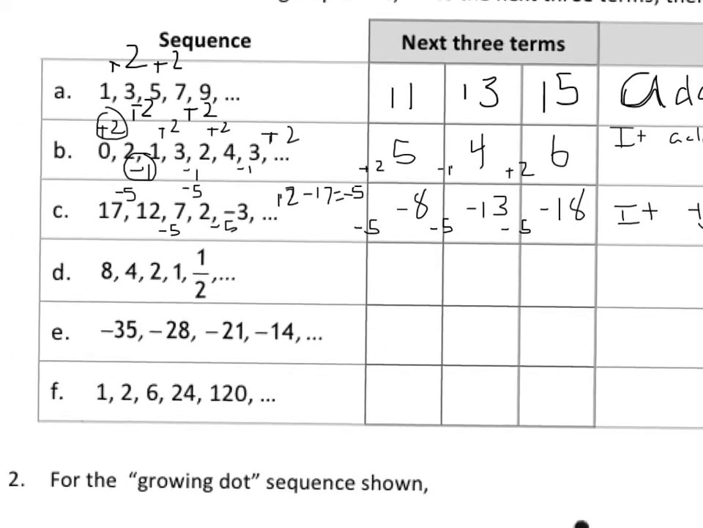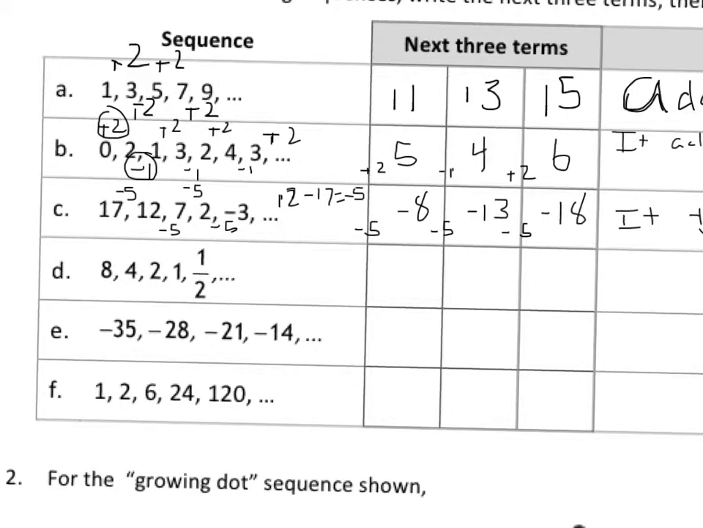Alright, so let's look at this next one. I see 8, then 4, then 2. The first thing that comes to mind for me is that 4 is half of 8, and then 2 is half of 4. So I'm kind of thinking like maybe it gets cut in half each time. And the same thing as cutting in half is dividing by 2. And so maybe it divides by 2 each time. And so I'm going to check the pattern to see if it works.